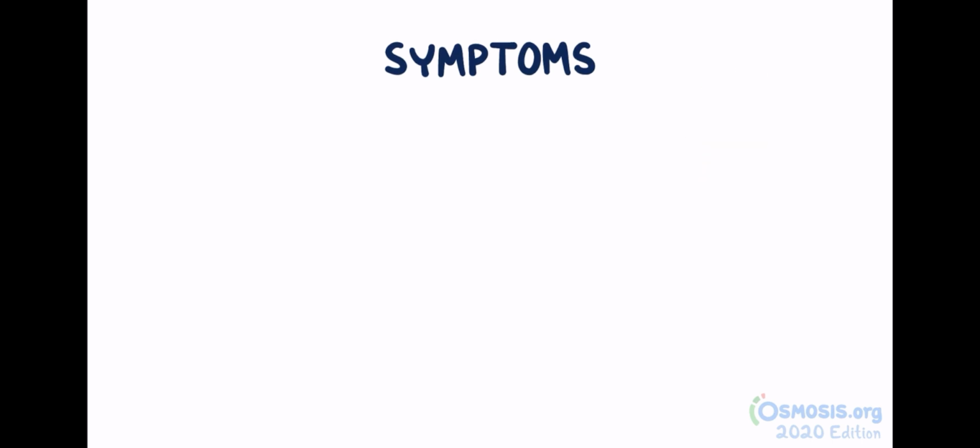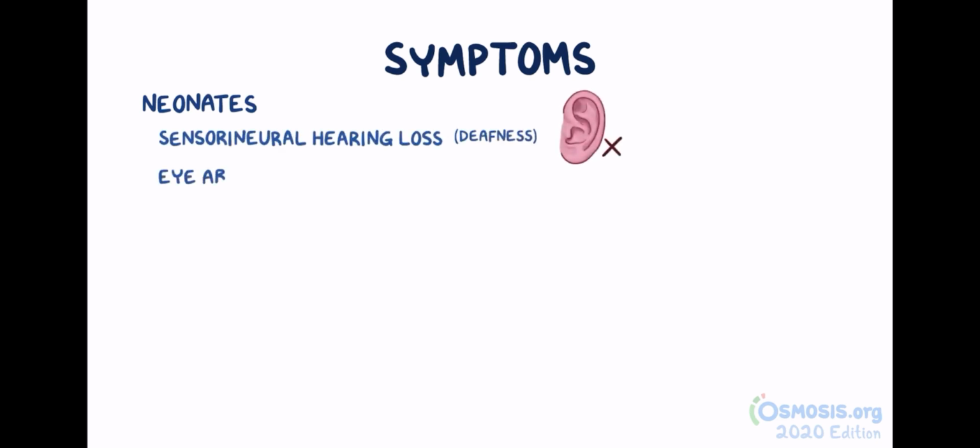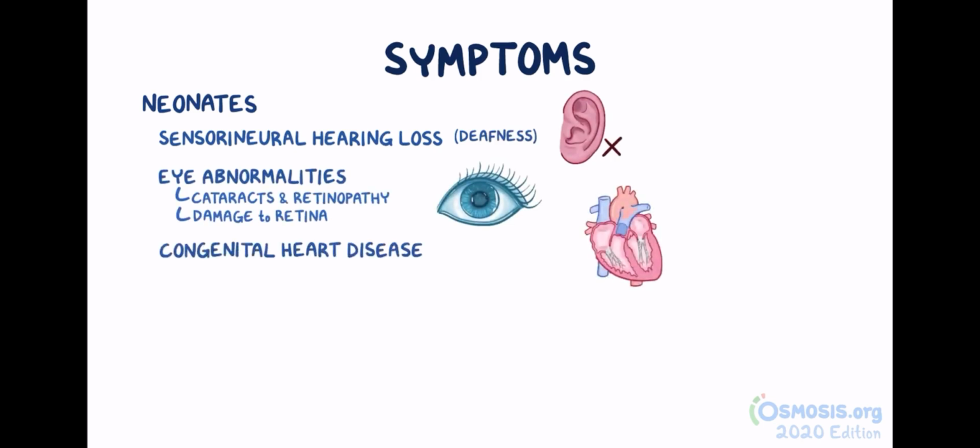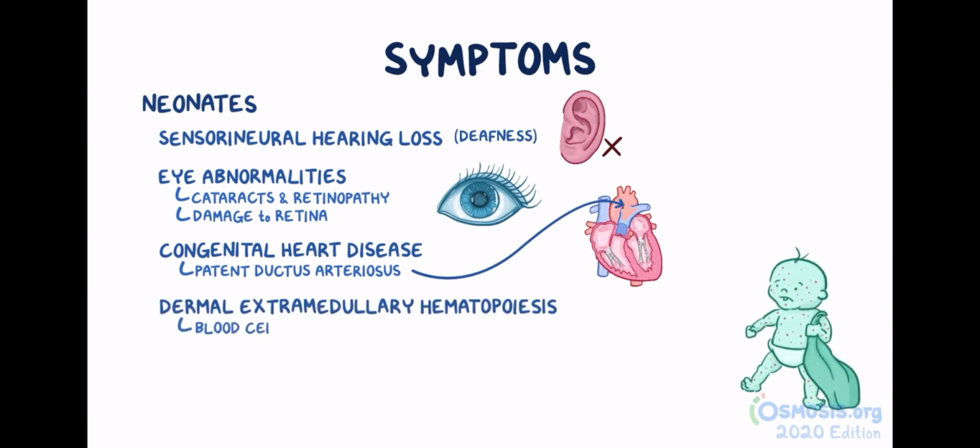Rubella in pregnancy increases the risk of miscarriage, fetal death, and stillbirth. Neonates born with congenital rubella syndrome commonly have a triad of symptoms: sensorineural hearing loss, or deafness, eye abnormalities like cataracts and retinopathy, or damage to the retina, and congenital heart disease like patent ductus arteriosus, which is when the blood vessel that connects the pulmonary artery to the aorta during fetal development fails to close after birth. They're also often born with dermal extramedullary hematopoiesis, which is when blood cells are formed in the skin rather than the bone marrow. Because it produces red or purple spots on the skin, it's commonly called blueberry muffin rash.